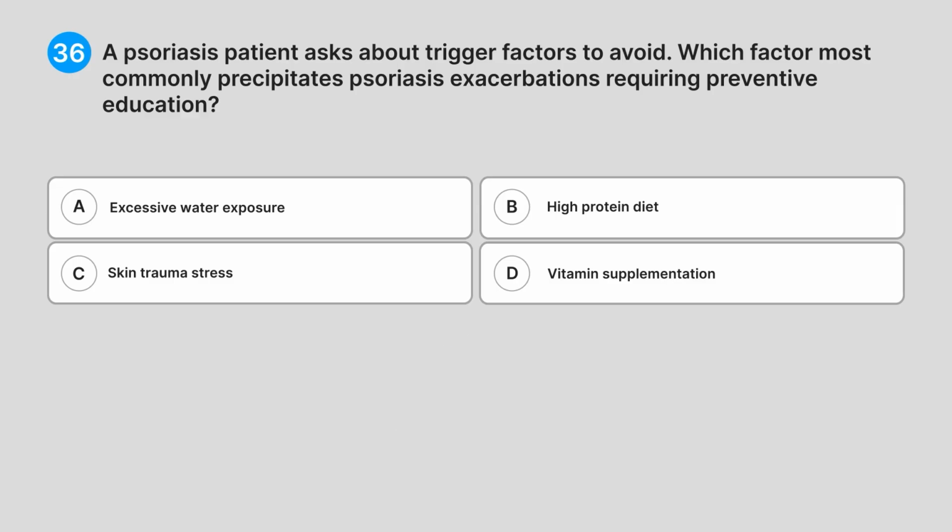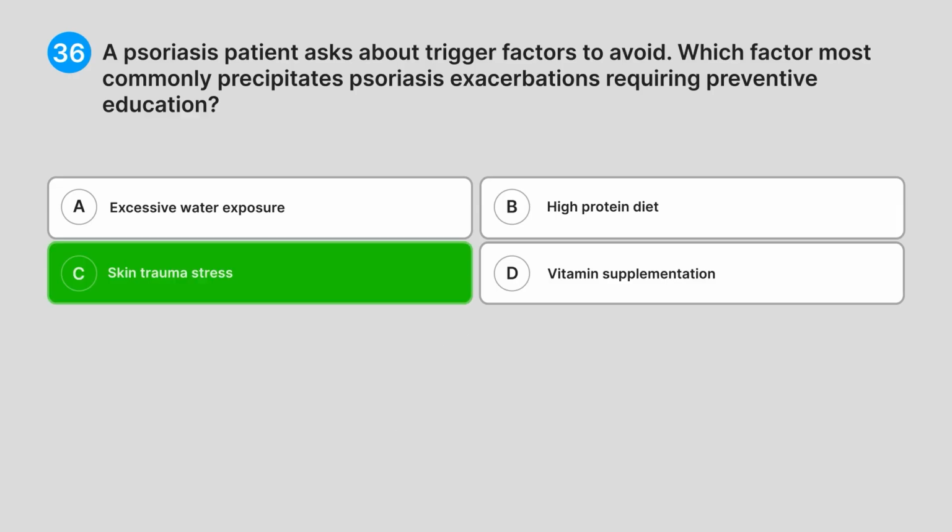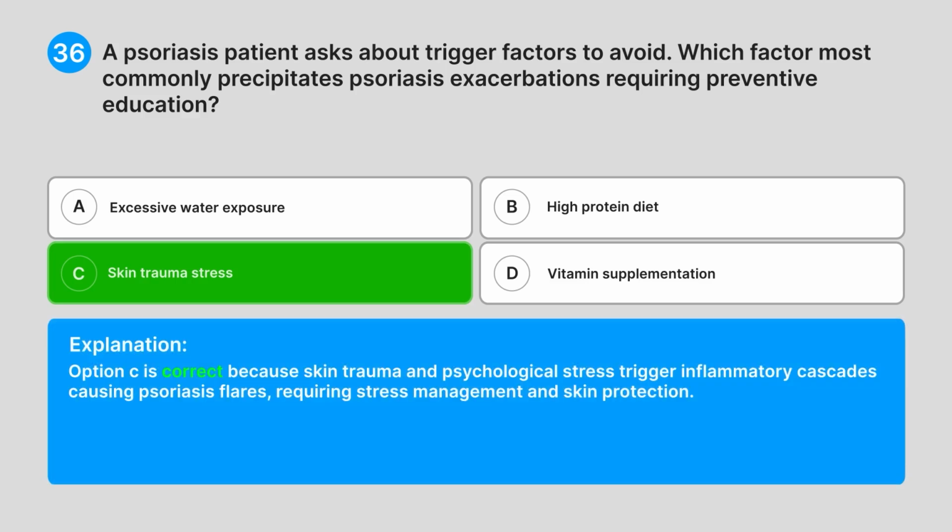Correct answer, C. Skin trauma stress. Explanation: option C is correct because skin trauma and psychological stress trigger inflammatory cascades, causing psoriasis flares, requiring stress management and skin protection.